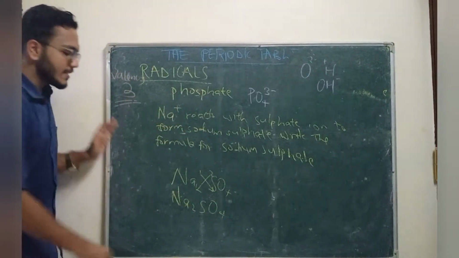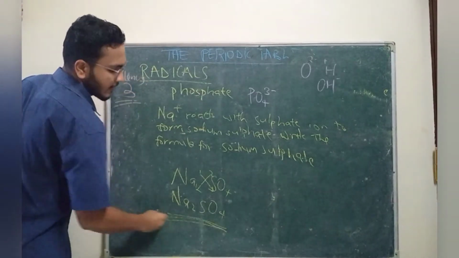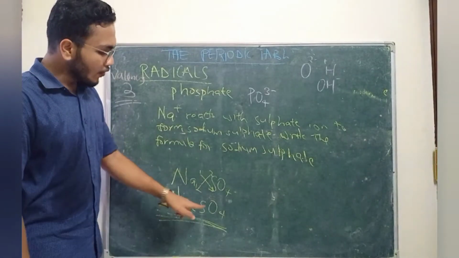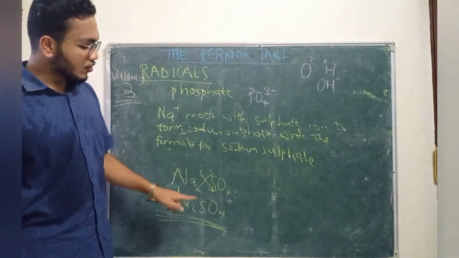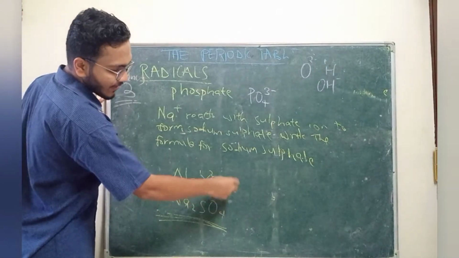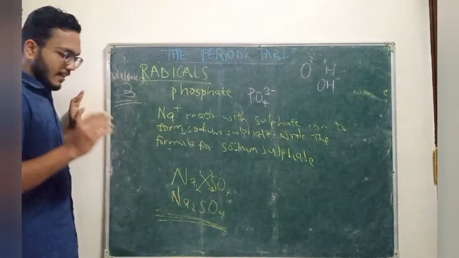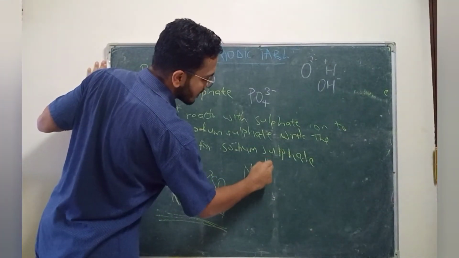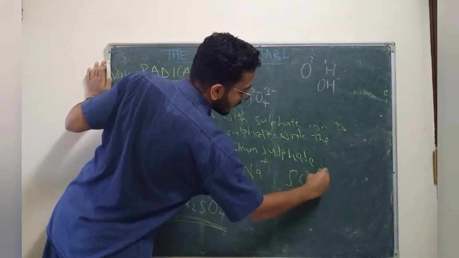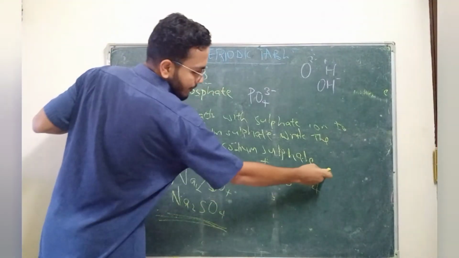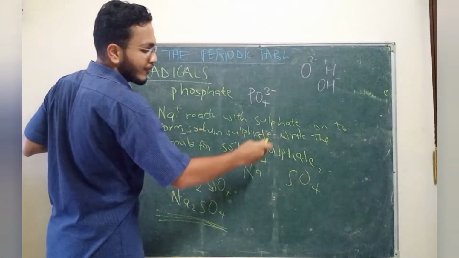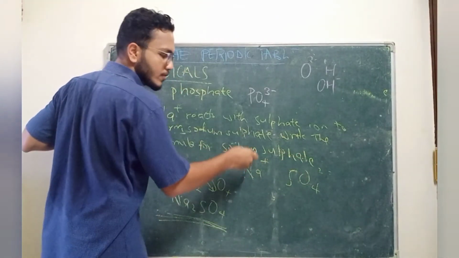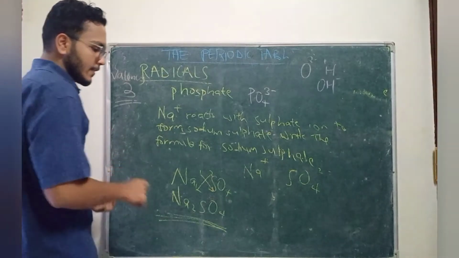What does this show you? This is the formula of sodium sulfate, Na2SO4. What does this show you? 2 atoms of sodium react with one sulfate ion. 2 ions of sodium react with one sulfate ion to form sodium sulfate. But where is the proof coming from? Sodium has a charge of positive 1 and sulfate has a charge of negative 2. So for positive 1 to balance negative 2, you have to have 2 positive 1s to form positive 2, which will balance the negative 2.